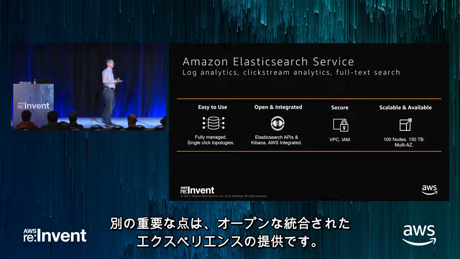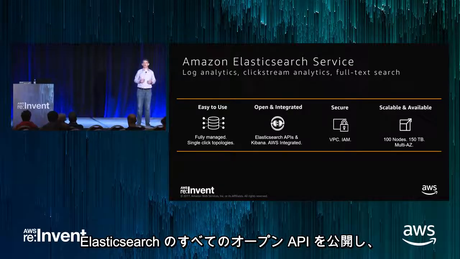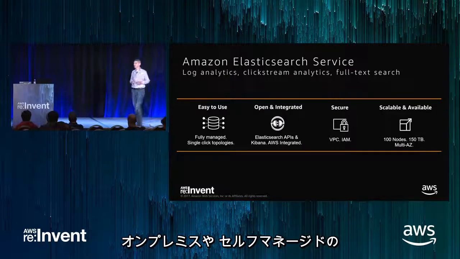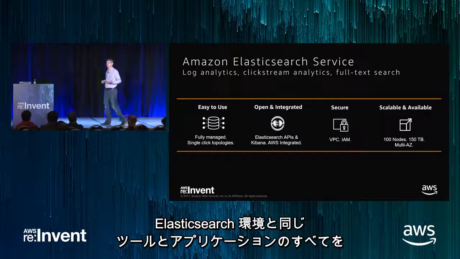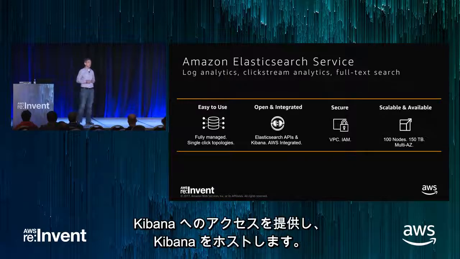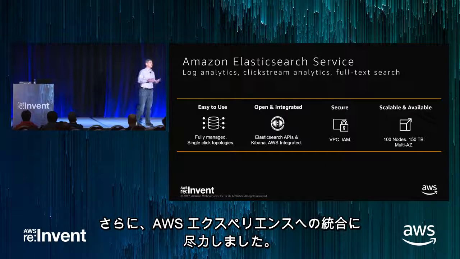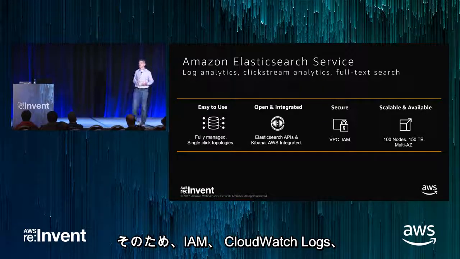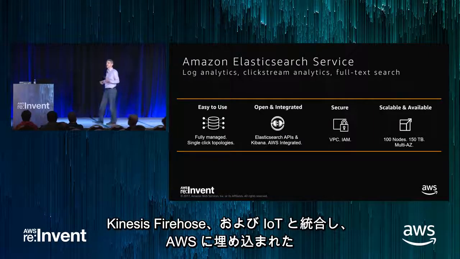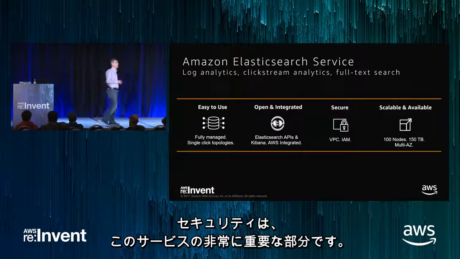In addition, it was really important for us to deliver an open and integrated experience. So we really try and make sure that we expose all the open APIs of Elasticsearch, so you can use all the same tools and applications that you've been using on-premise or in your self-managed Elasticsearch environments. We give you access to Kibana, and so we host Kibana for you. And then we've also tried to really integrate it into the AWS experience. So we've integrated it with IAM, with CloudWatch Logs, with Kinesis Firehose, with IoT, to really give you that kind of AWS embedded experience.